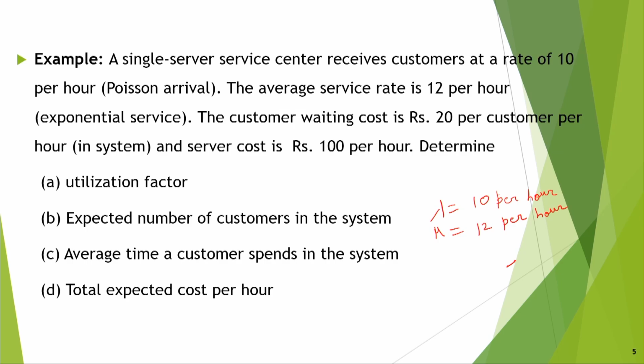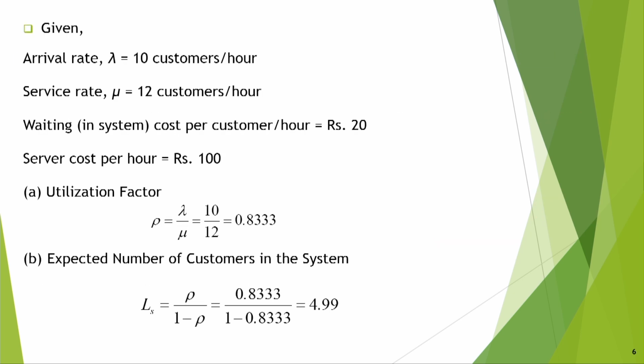Determine the utilization factor, expected number of customers in the system, average time a customer spends in the system, then total expected cost per hour. So let us do it one by one. In these 3 questions you have already done, they are just based on the queuing theory, only the cost element I have added in the 4th part.